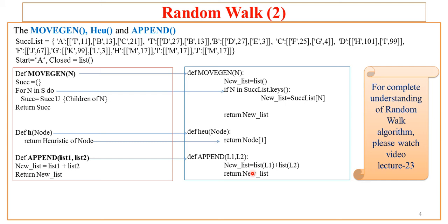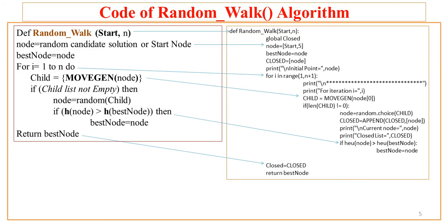Now the intention of this lecture is to help you code the given algorithm, not to explain what random walk is and how that algorithm is formulated. To understand random walk completely, I request you to please watch video lecture 23 of this series. Now let us see the random walk algorithm and its coding.